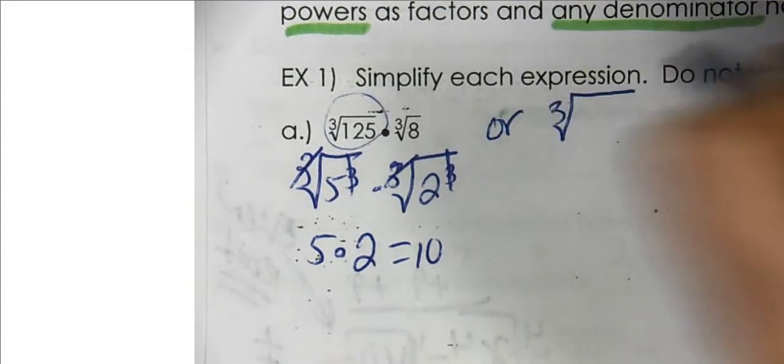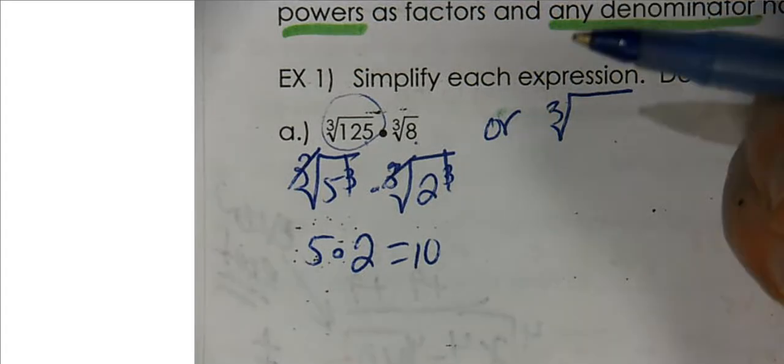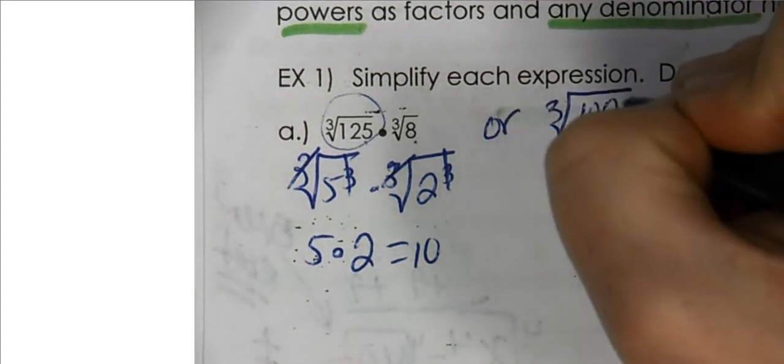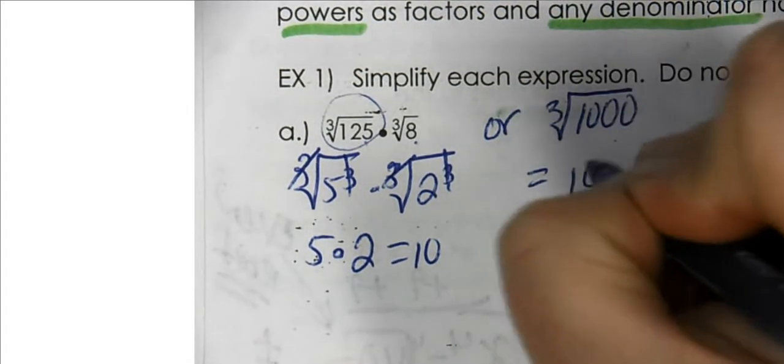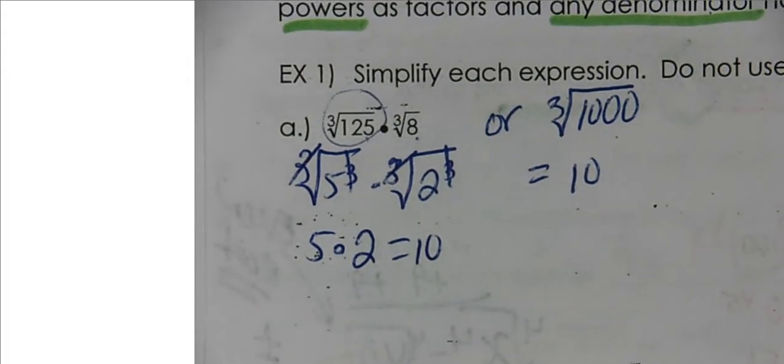Another way you could view this problem is you could multiply 125 times 8. And 125 times 8, that's 1,000. And the cube root of 1,000 is 10. That's another way to view this problem. So there's multiple ways that you can do these types of problems. Do not feel isolated into one approach or another approach. Just do what you see.